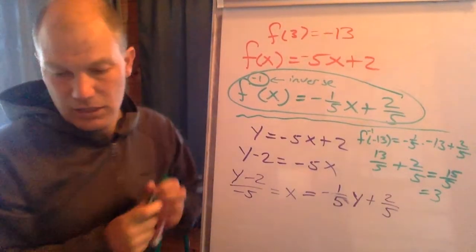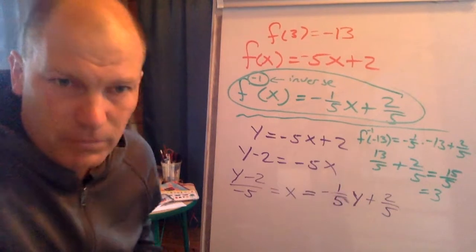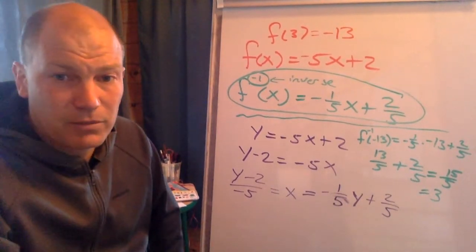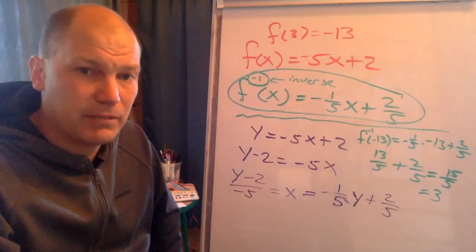So all you have to do is solve for the other variable and plug it in, and then switch the variables. Okay? Looks complicated. It's not too bad.